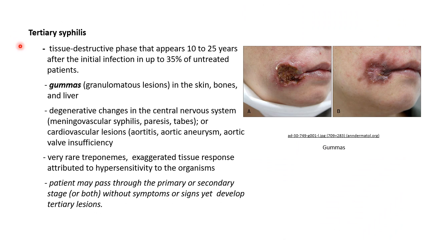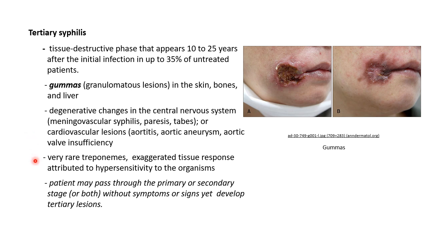Tertiary syphilis is the tissue destructive phase, and it appears 10 to 25 years after the initial infection in up to 35% of the untreated patients. Lesions called gummas, which are granulomatous lesions, are found in the skin, as we see in the figures here, in the bones and in the liver. Degenerative changes occur primarily in the central nervous system, and cardiovascular lesions are also found.